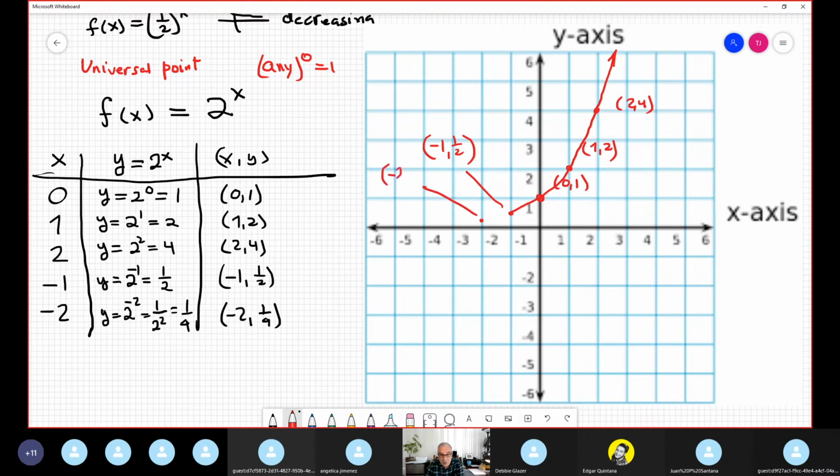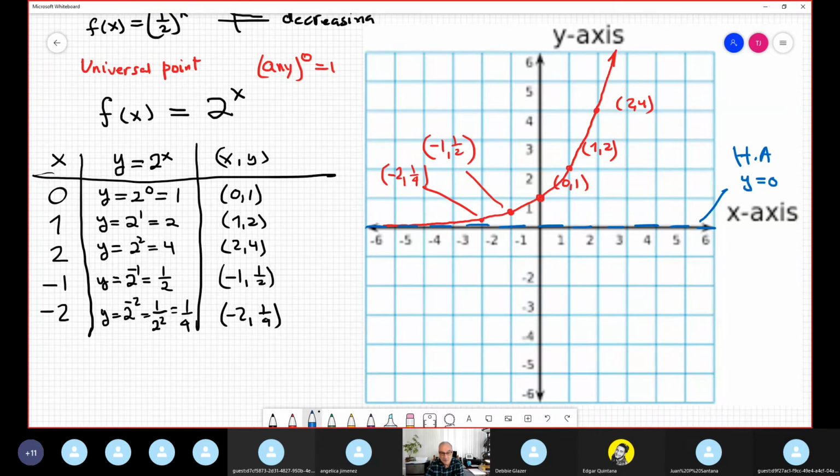So this is -2, 1 over 4. Okay, so you continue to plot. Next would be -3, 1 over 8 and so on. So this is decreasing, but never touches the x-axis, asymptotically. Therefore, any exponential function contains one horizontal asymptote here, at y equals 0.